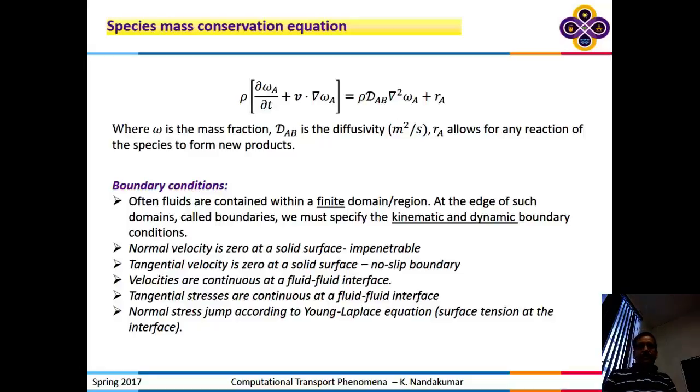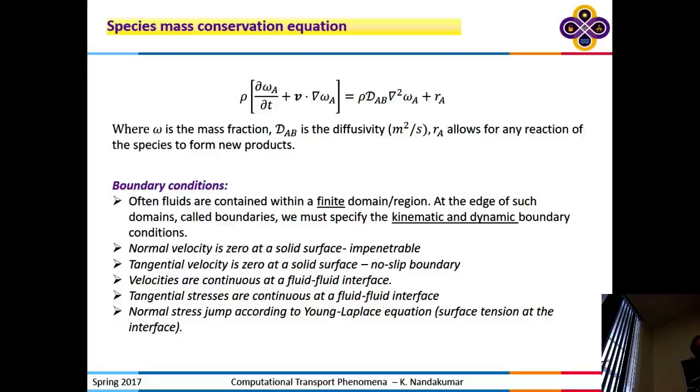Okay, any other questions on this? So the velocities are continuous at the fluid-fluid interface. The stresses are continuous at a fluid-fluid interface. The normal stress is not continuous because of the interfacial tension. Okay? The pressure inside this droplet is going to be greater than the pressure outside as you are traversing across that interface because of the curvature.